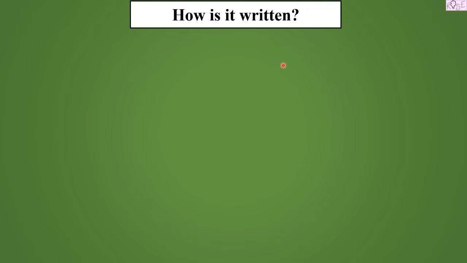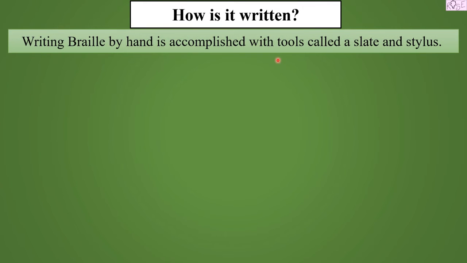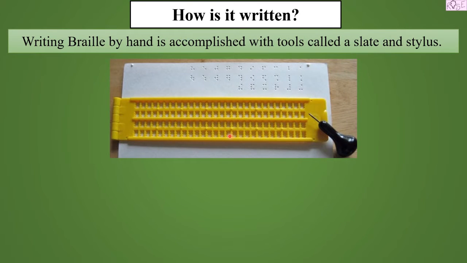How is it written? So now we know how it is used. It is used by touching the characters, but how is it written? Writing Braille by hand is accomplished with tools called a slate and a stylus. So there are two tools that are used to write Braille, slate and stylus. And this is how they look. The yellow board is a slate, and the black tool with the pointed needle is a stylus.